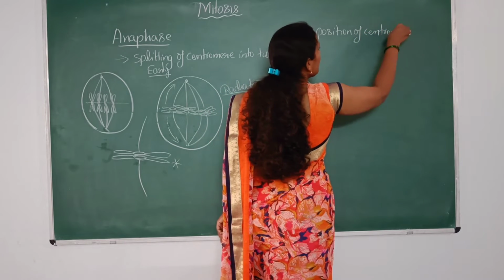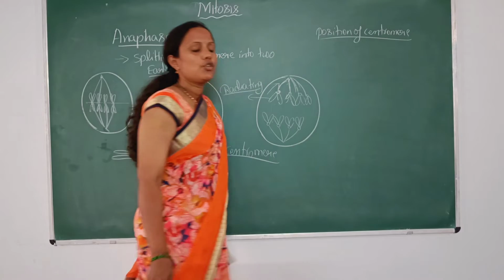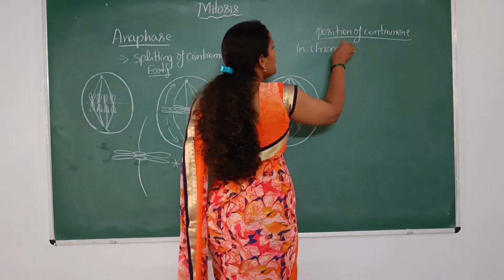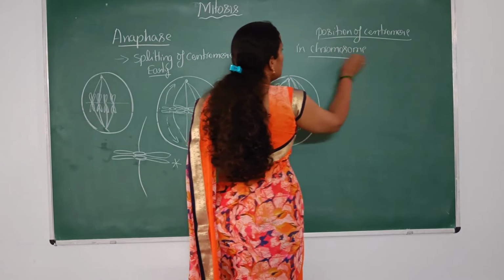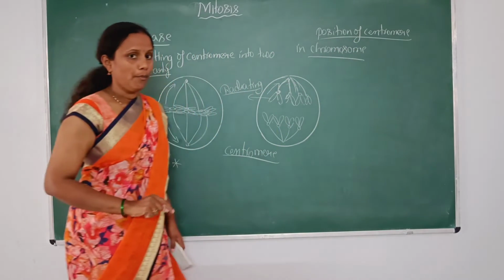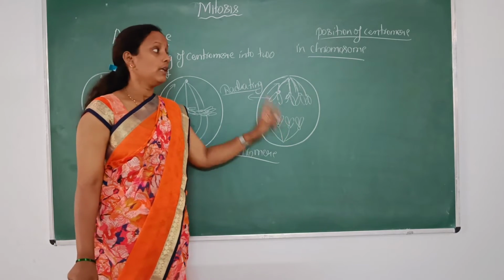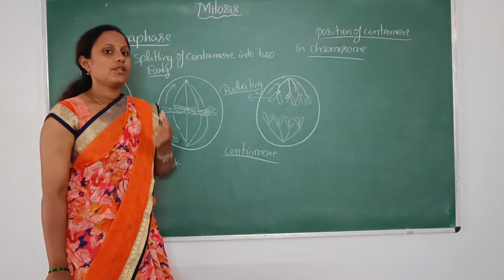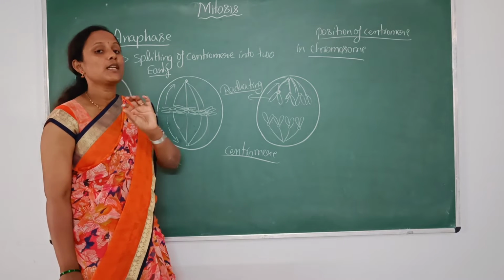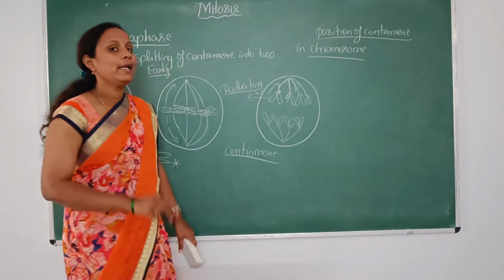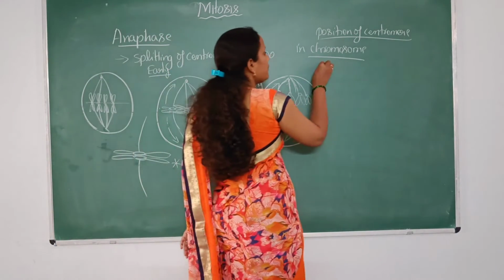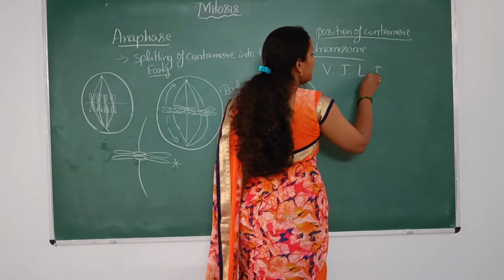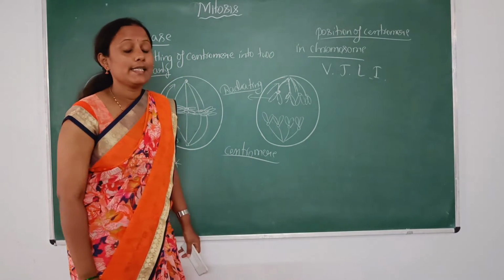Depending on the position of the centromere in the chromosome, during this anaphasic movement, this movement is called anaphasic movement. During the anaphasic movement, depending upon the position of the centromere in a chromosome, the chromosomes will appear in different shapes like V shape, J shape, L shape, I shape. This is on what basis?